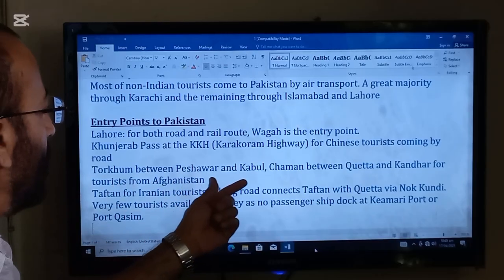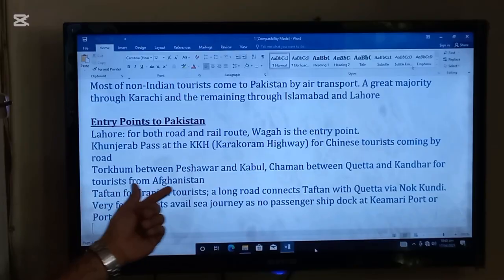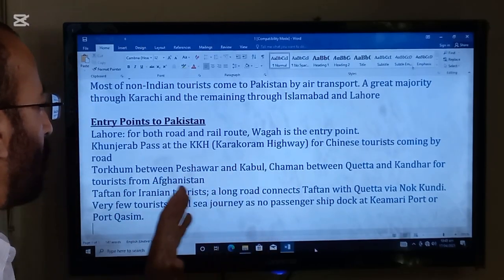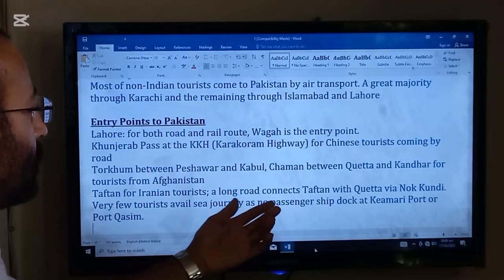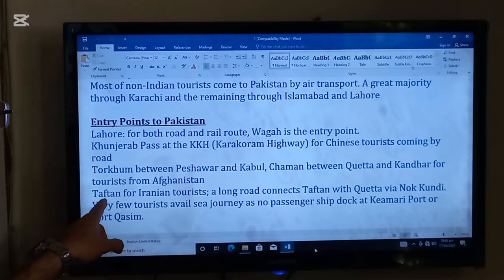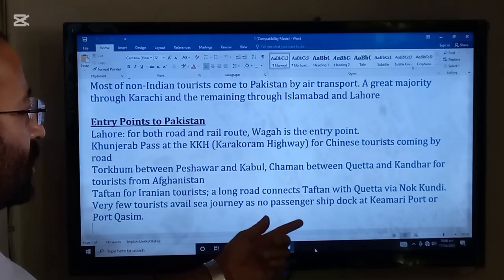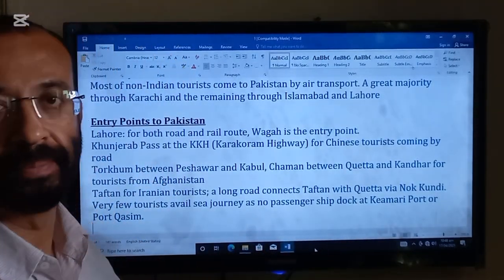Torkham between Peshawar and Kabul, and Chaman between Quetta and Kandahar, are for tourists from Afghanistan. So Torkham and Chaman are the main entry points for Afghani tourists. Taftan is for Iranian tourists, a long route connects Taftan with Quetta via Nokundi. So Taftan is the entry point for Iranian tourists. Very few tourists avail a sea journey, as no passenger ship docks at Keamari Port or Port Qasim.